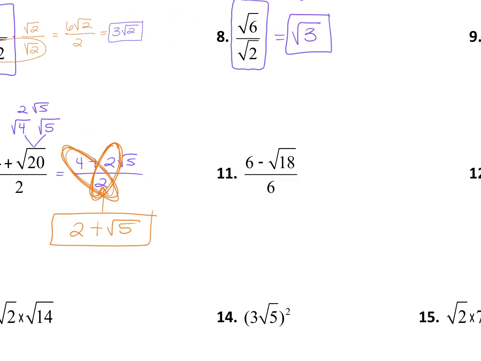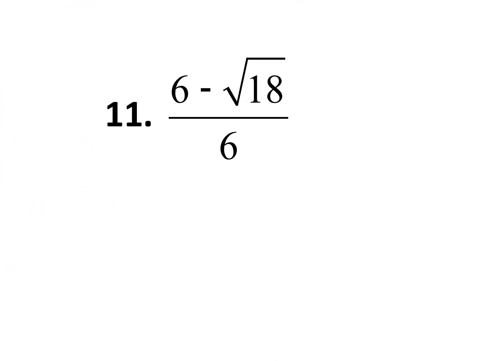Okay, I want you to try number 11 then. Same idea, it's just subtraction instead, but see if you can break that into the perfect square and the non-perfect square and simplify. Don't forget, list of the perfect squares is always helpful if you're struggling with what perfect square is there.